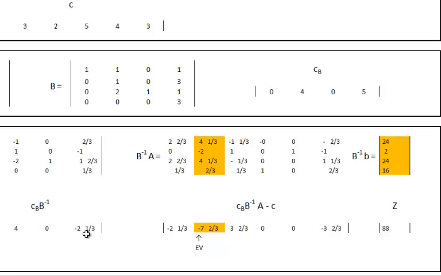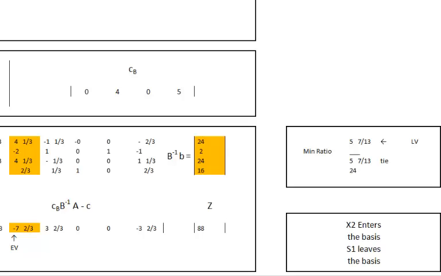However, notice that there is a negative number under CBB inverse 2, but because this is more negative, we will select this value to enter the basis, and that is associated with x2. To identify what the leaving variable is, we need to perform the min ratio, and based on the min ratio, we realize that the first row variable is the one that is going to leave the basis.